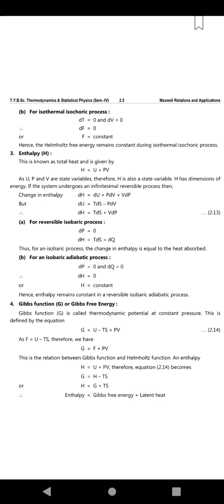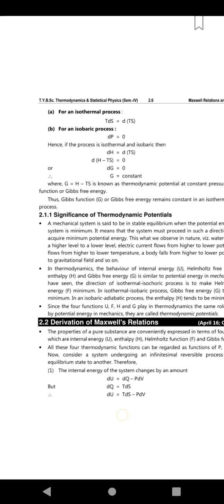From the equations we have H equal to U plus PV, G equal to H minus TS, and so H equal to G plus TS. Therefore, enthalpy equals Gibbs free energy plus latent heat, because TS is the product of temperature and entropy. This is called the latent heat of the system.